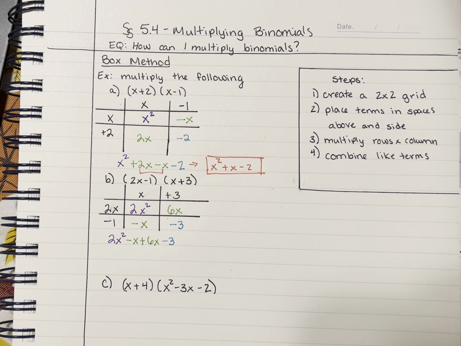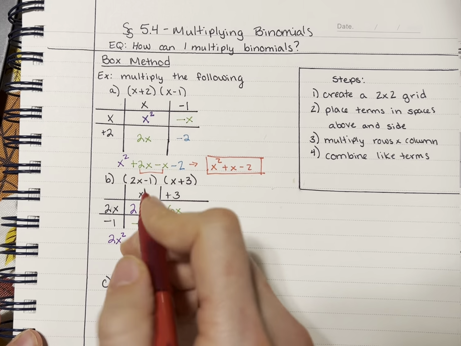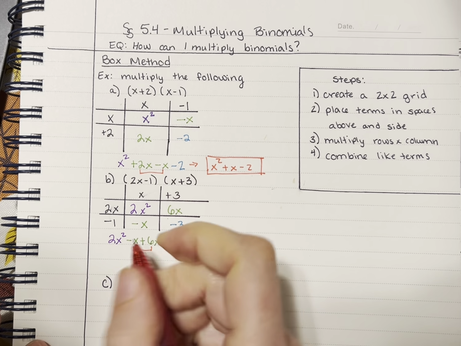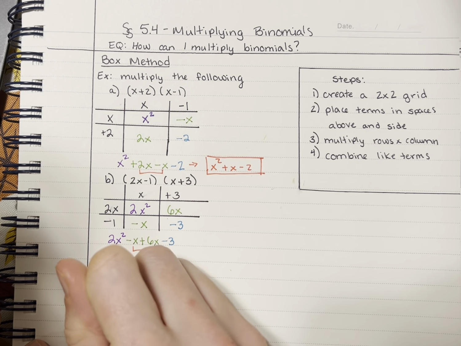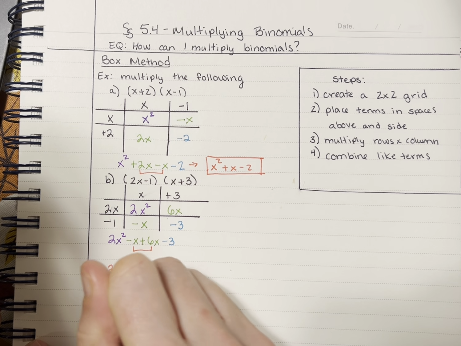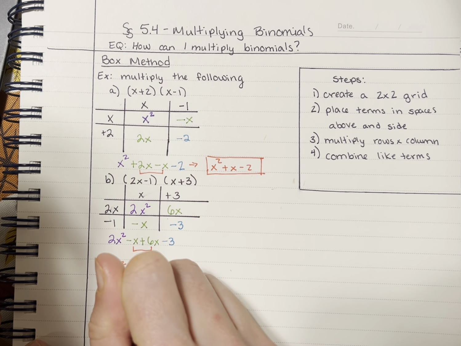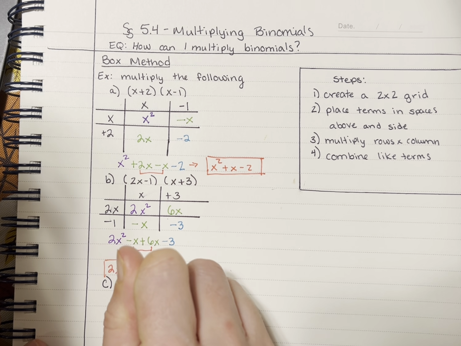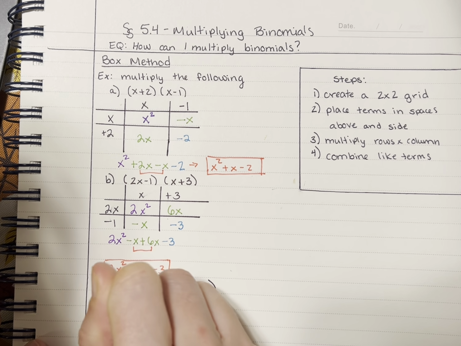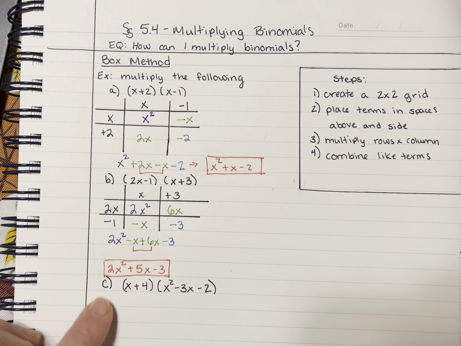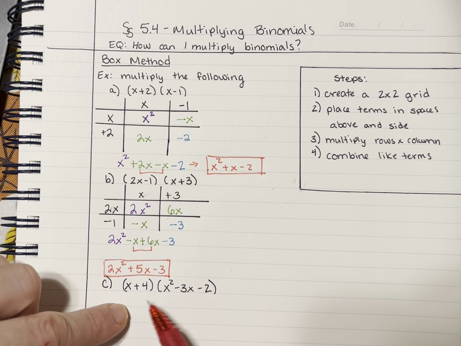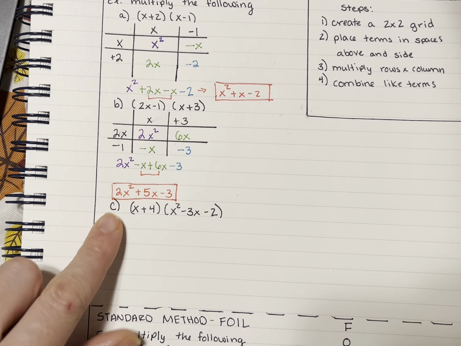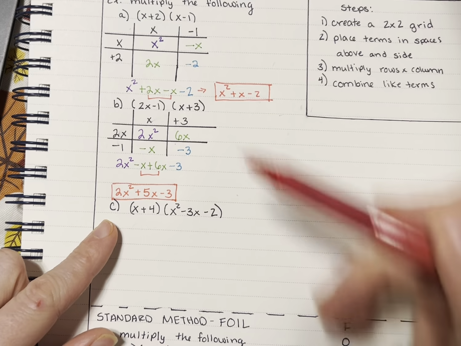So now when I combine my like terms, I'm just combining the negative x and 6x. Negative 1 plus 6 is 5. So I'm going to get 2x squared plus 5x minus 3. And that's my solution. All right. So what's neat about this box method is we can also use it for bigger polynomials. So this is just a binomial by a binomial.